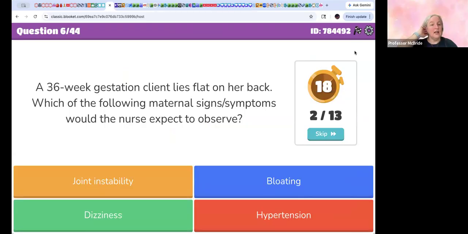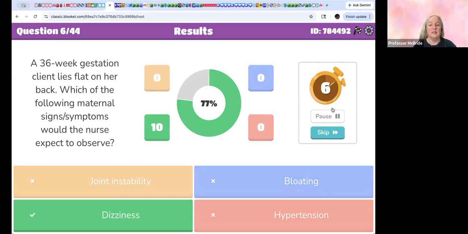36-week gestation, client lies flat on her back, which of the following maternal signs and symptoms would the nurse expect to observe? So we're thinking supine hypotension, pressure on the vena cava, affects perfusion to the placenta, makes the mom feel like garbage because her blood pressure drops. So dizziness, good.